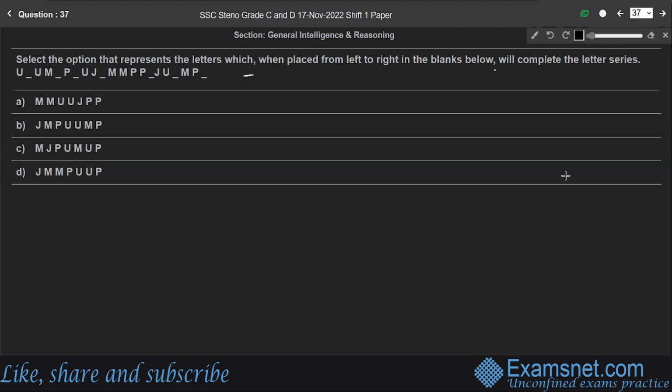Question 37. Select the option that represents the letters which, when placed from left to right in the blanks below, will complete the letter series. That means if you fill these letters in the given blanks, the whole set of letters has to follow some pattern, right? That means it should form a letter series. So consider the first option, and fill these letters in the blanks given.